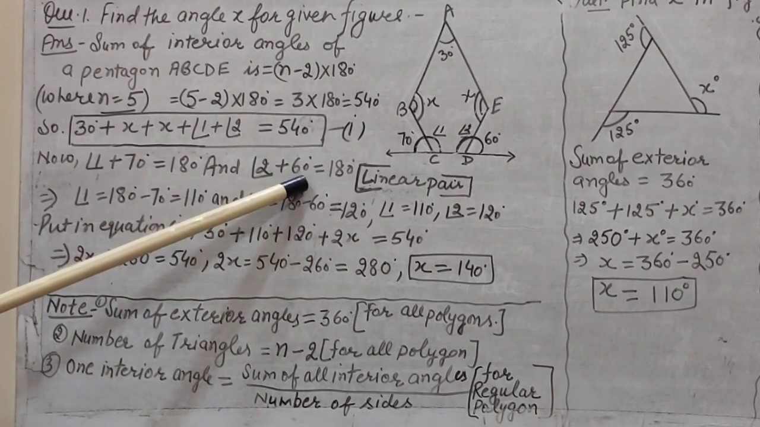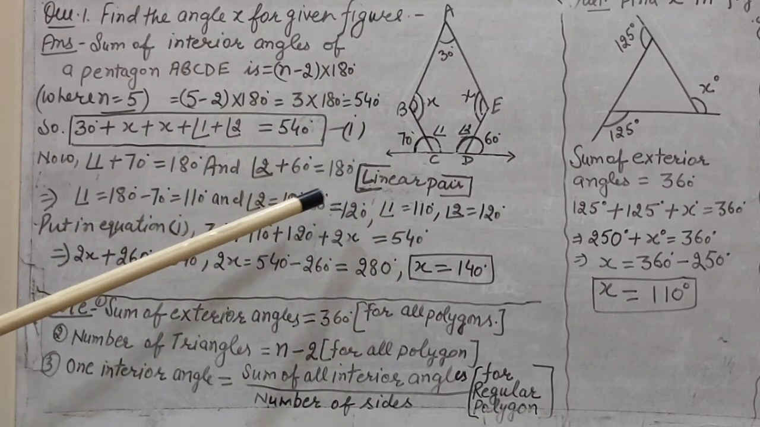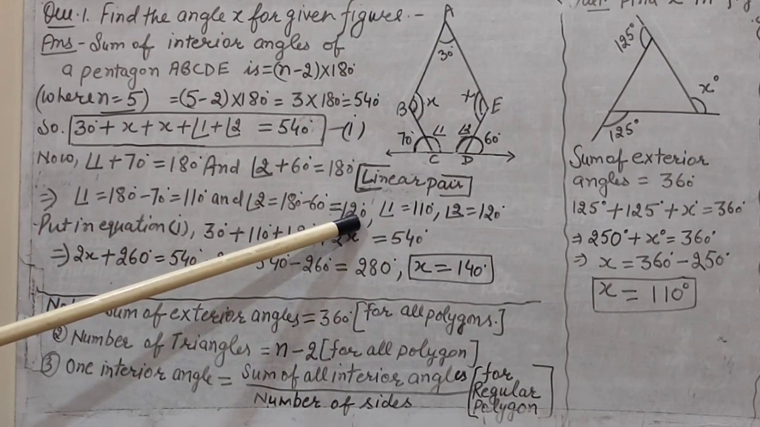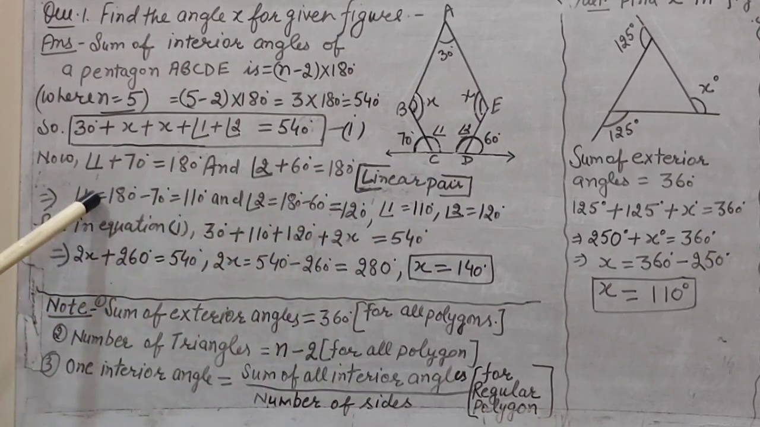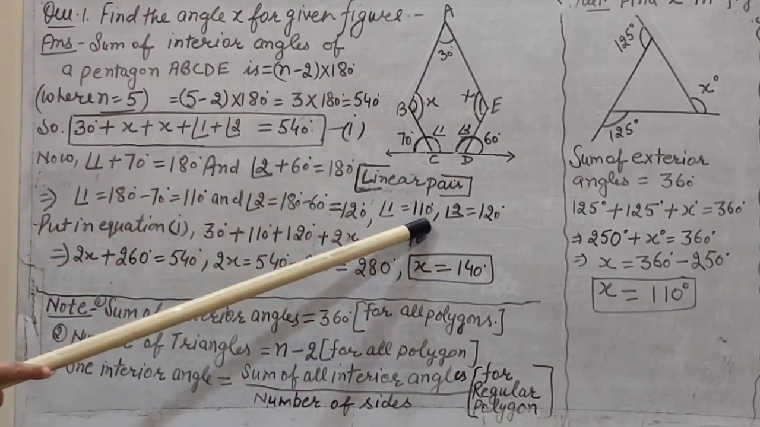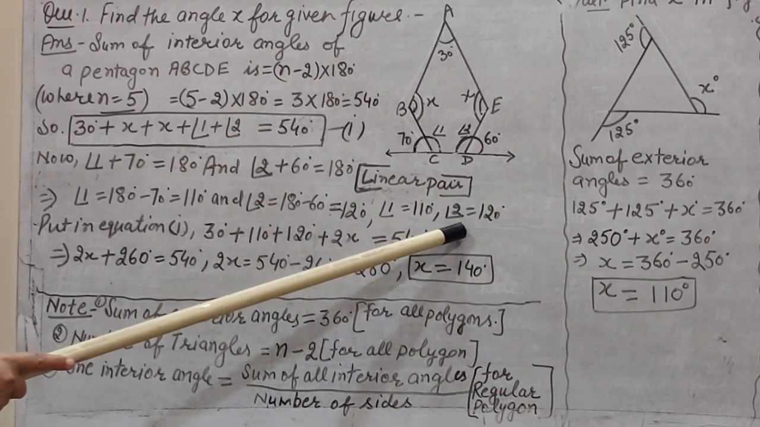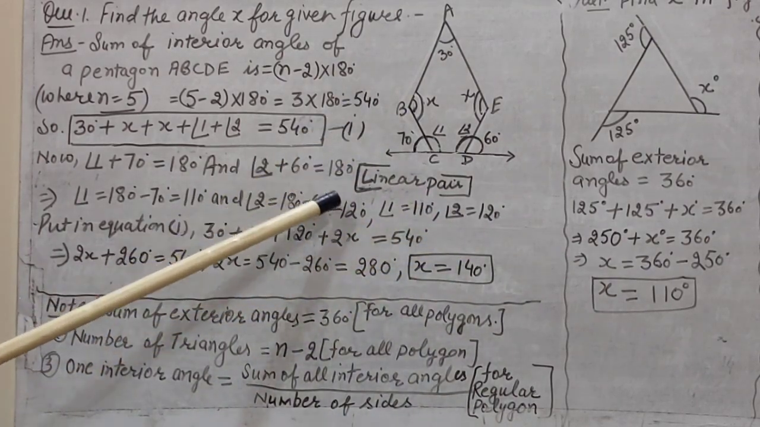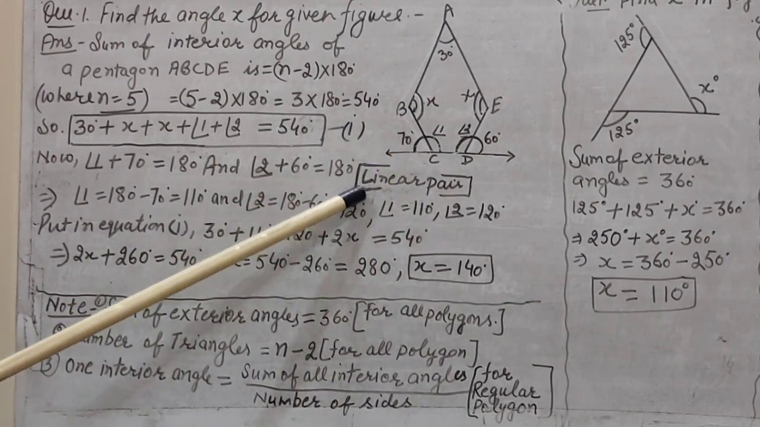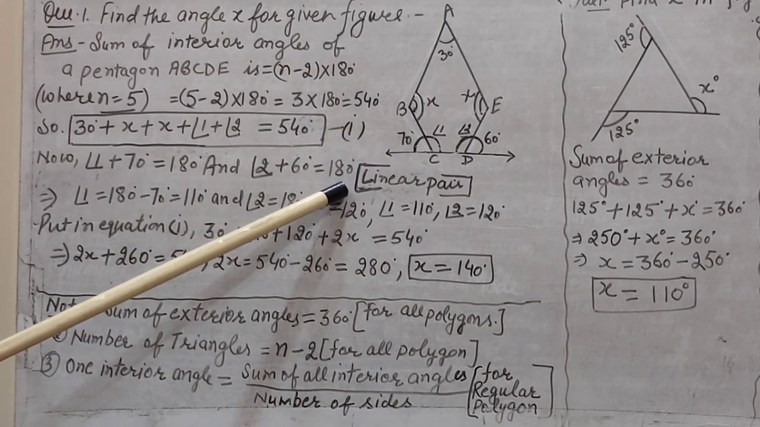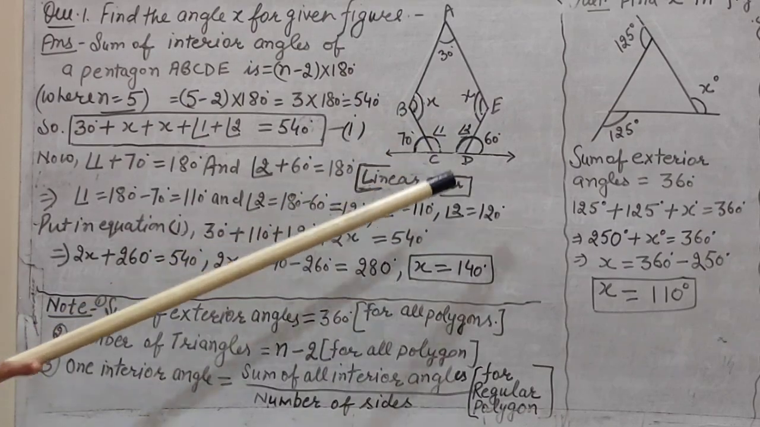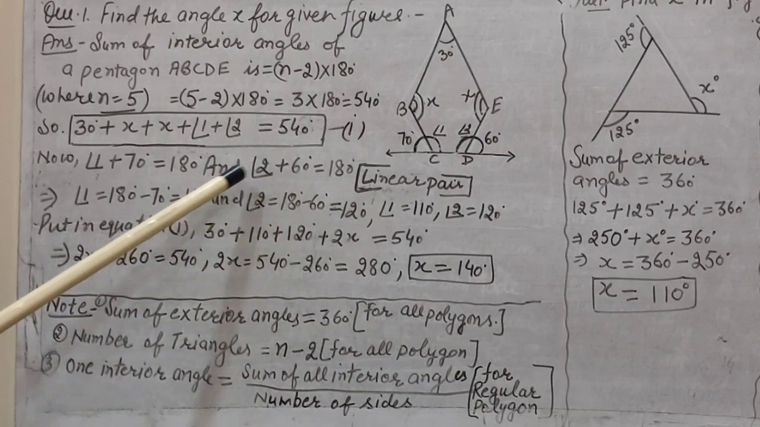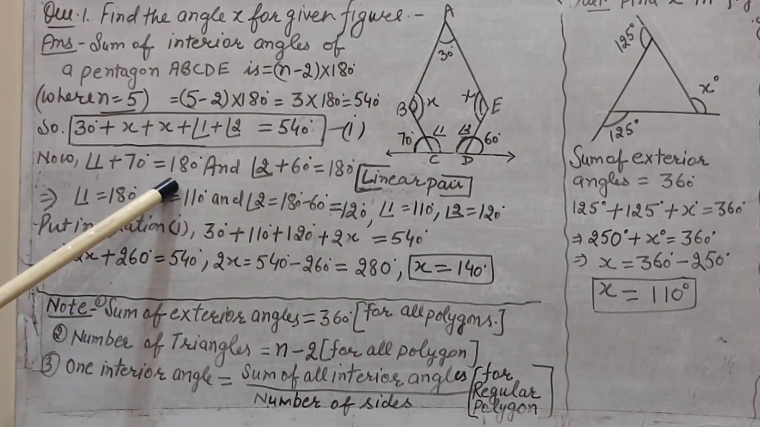Similarly, when we transpose 60 degree towards right hand side, we get the value of angle 2 is equal to 120 degree. So, angle 1 is equal to 110 degrees and angle 2 is equal to 120 degree using the straight line angle property, or we can say linear pair property. These two angles are called linear pair because the addition of these two angles is equal to 180 degree.